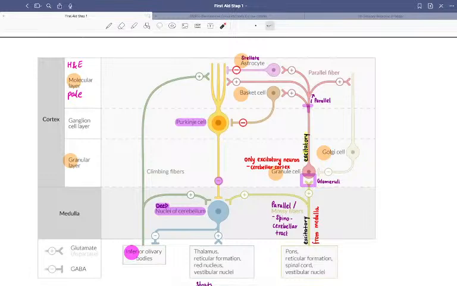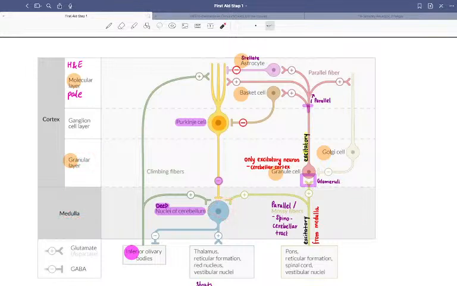Okay, so these are excitatory fibers, and these are mossy fibers. So mossy fibers, what does it do? Now first we have the layers of the cerebellum. This is the cerebellar medulla, and then we have the granular layer. In the medulla we have the deep cerebellar nuclei, and we have the mossy fibers.